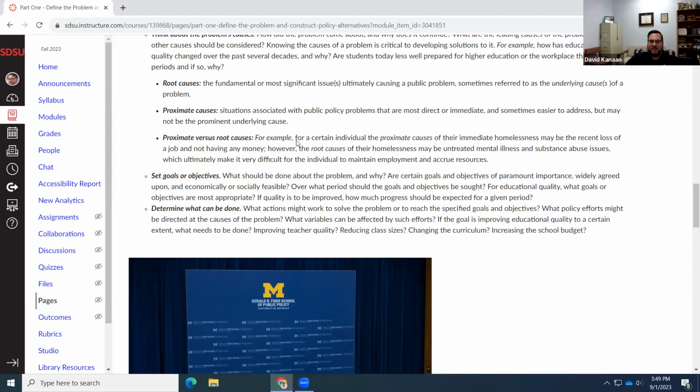The example I give is, for a certain individual, the proximate causes of their immediate homelessness may be the recent loss of a job and not having any money. However, the root causes of their homelessness may be untreated mental illness and/or substance abuse issues, which ultimately make it very difficult for the individual to maintain employment and accrue resources. So that gives you an example of the difference between root and proximate. Sometimes people confuse them.